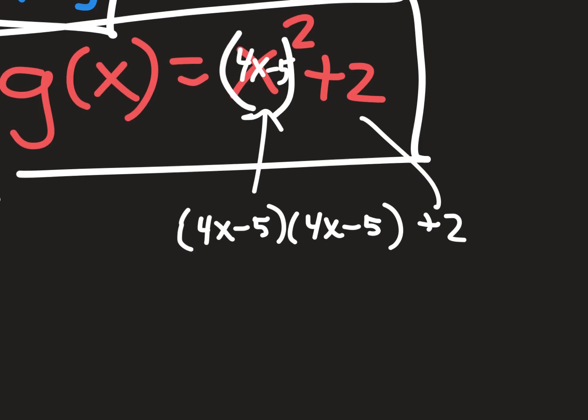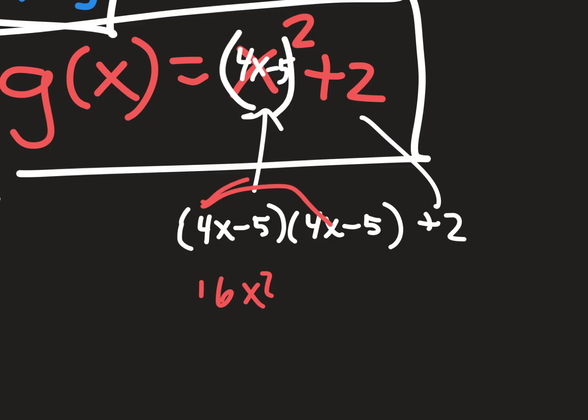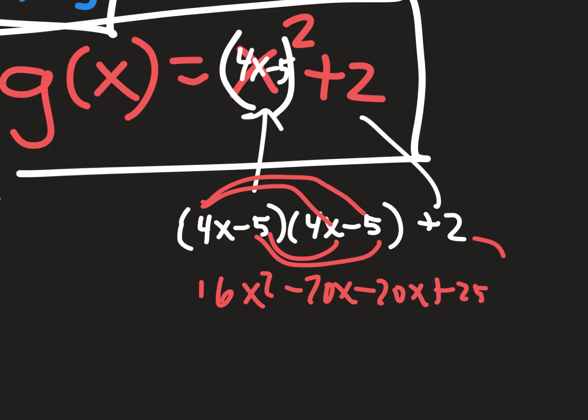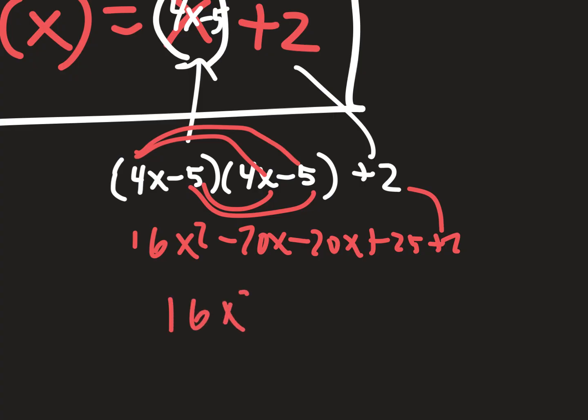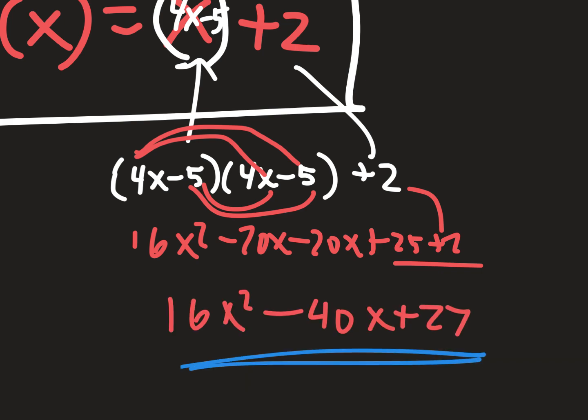It's almost like you're in an honors algebra class or something. Okay, 16x squared, and then minus 20x, and then another minus 20x, and then a positive 25, and then I bring down the plus 2. 16x squared minus 40x plus 27. Did anybody actually get all the way to the perfect final answer? Quite a few of you. All right, cool.